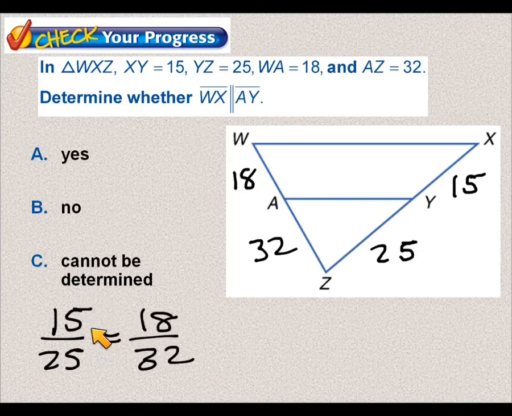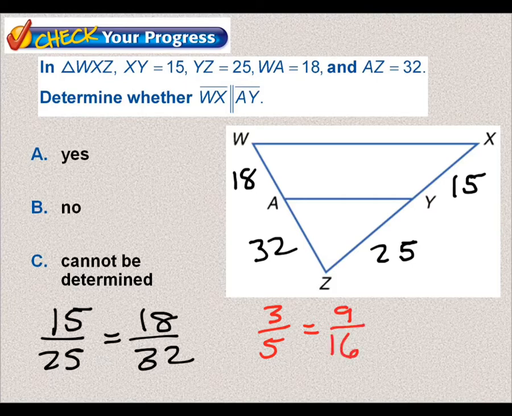One way to do it is just get your cross products, multiply 15 and 32. Is that the same thing as 18 times 25? The other way to do it is you can just simplify both those fractions and see if they're the same. 15 over 25, both those are divisible by 5. Both these are divisible by 2.